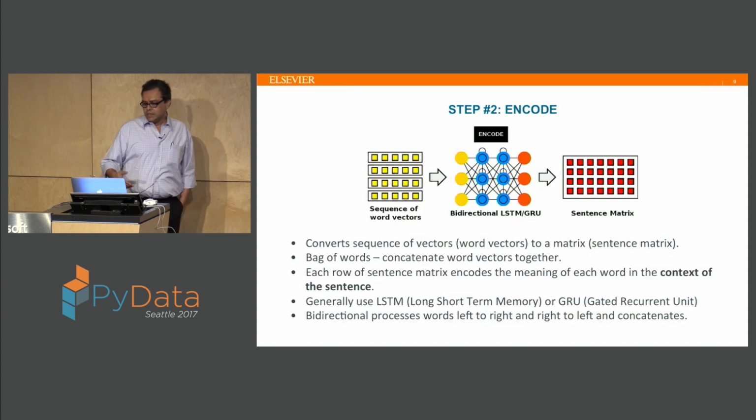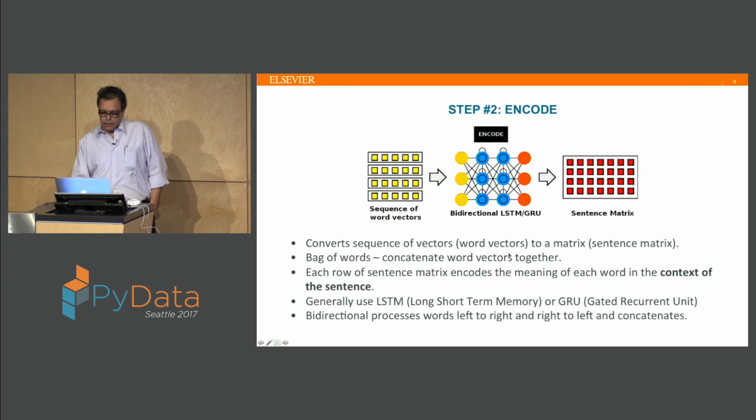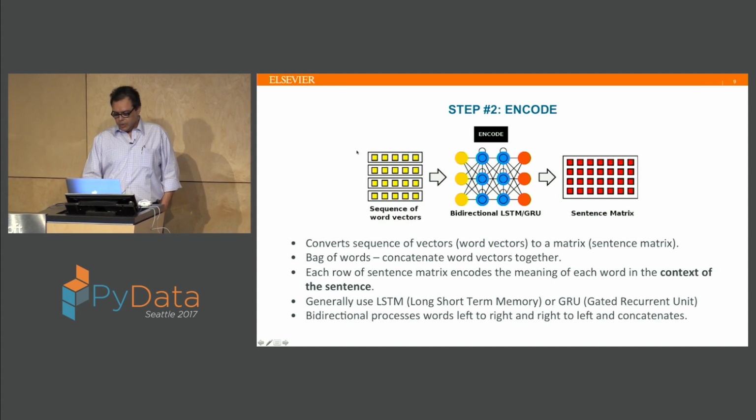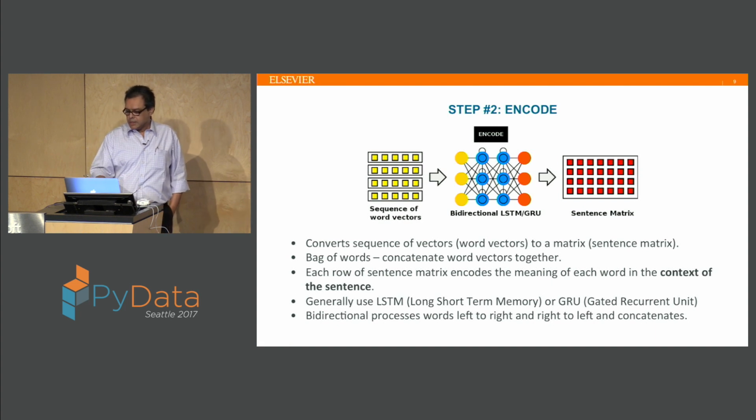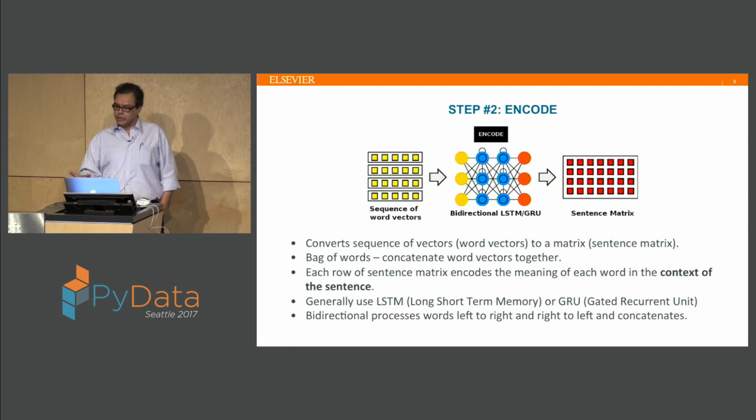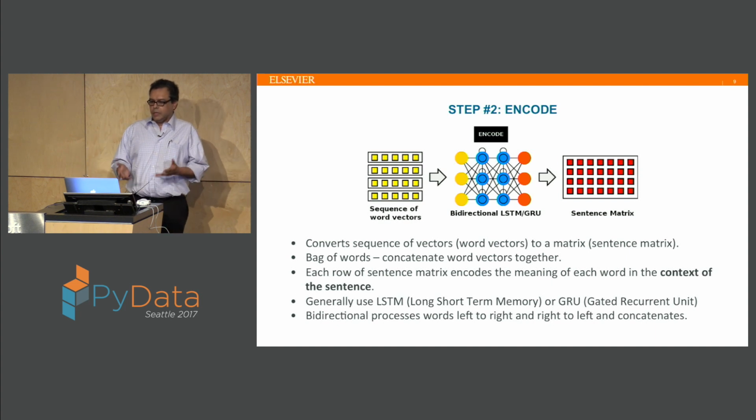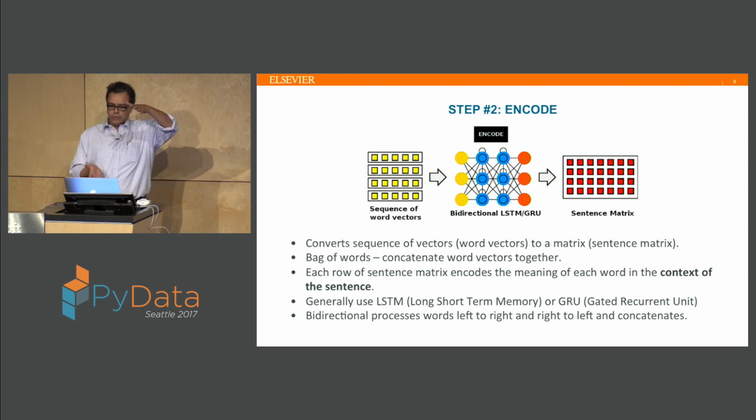The second step is encode. We covered a little bit of this in the previous one, where you take a sequence of vectors and convert it into some kind of matrix. The naive way is to concatenate all these vectors on the short side and create this matrix.